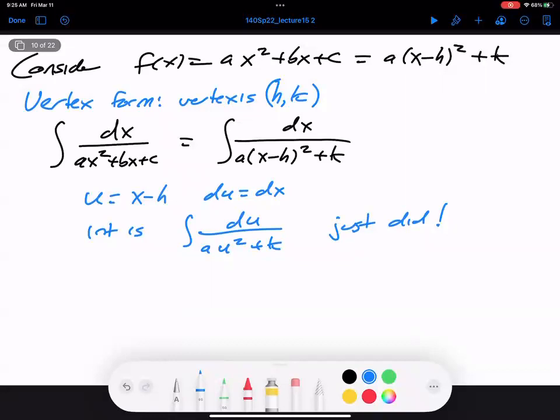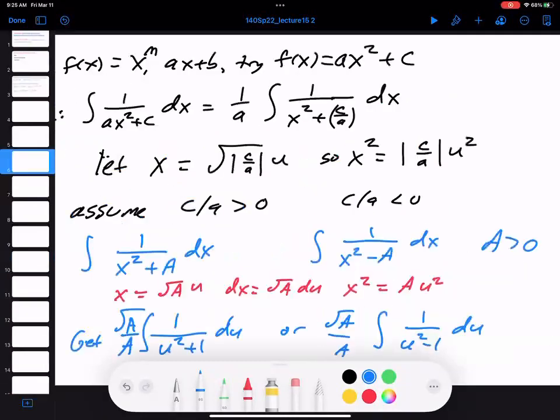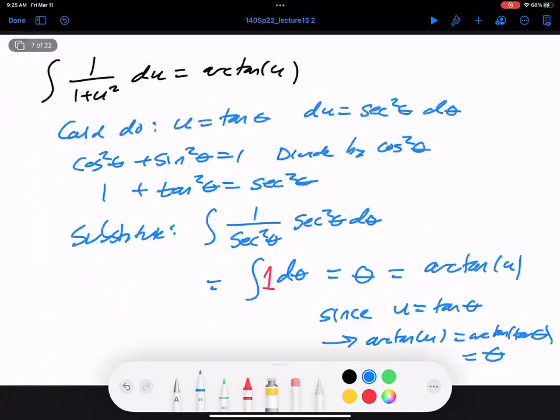As the degree gets larger, it starts to get harder and harder. What really saved us was that we had these trig identities. So when we had 1 over u squared plus 1, we got that as arctangent. So if I started to have a cubic and I had like u cubed, I don't know.